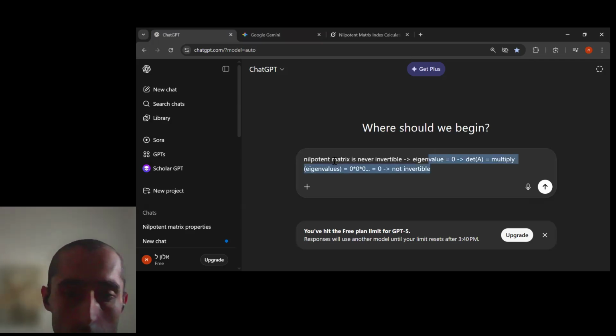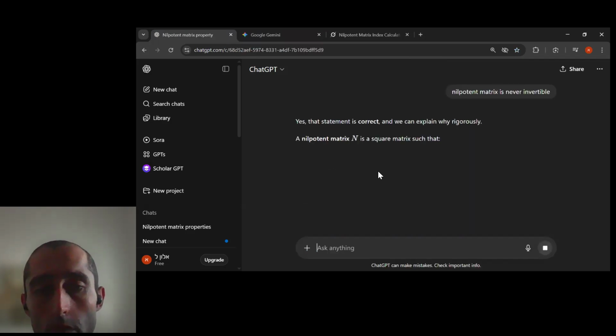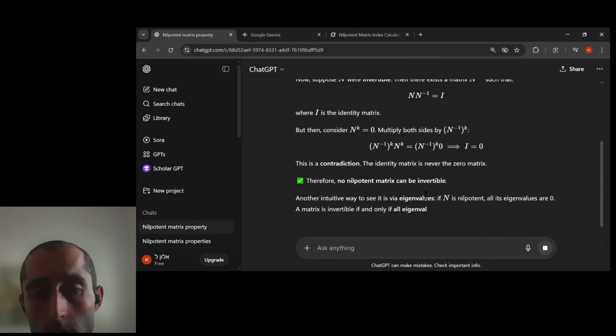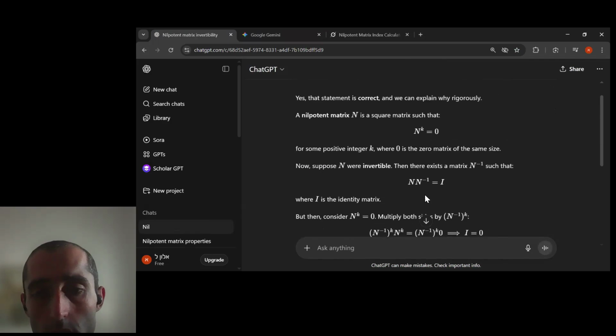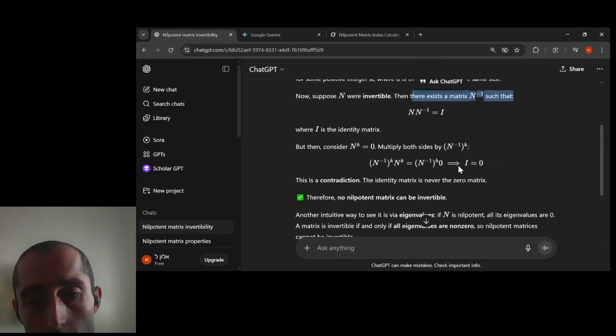I'm sure that ChatGPT will be able to show you this much more clearly. Suppose A is invertible. If it's invertible, then this should also be I, but you get I equals 0. This is the contradiction.